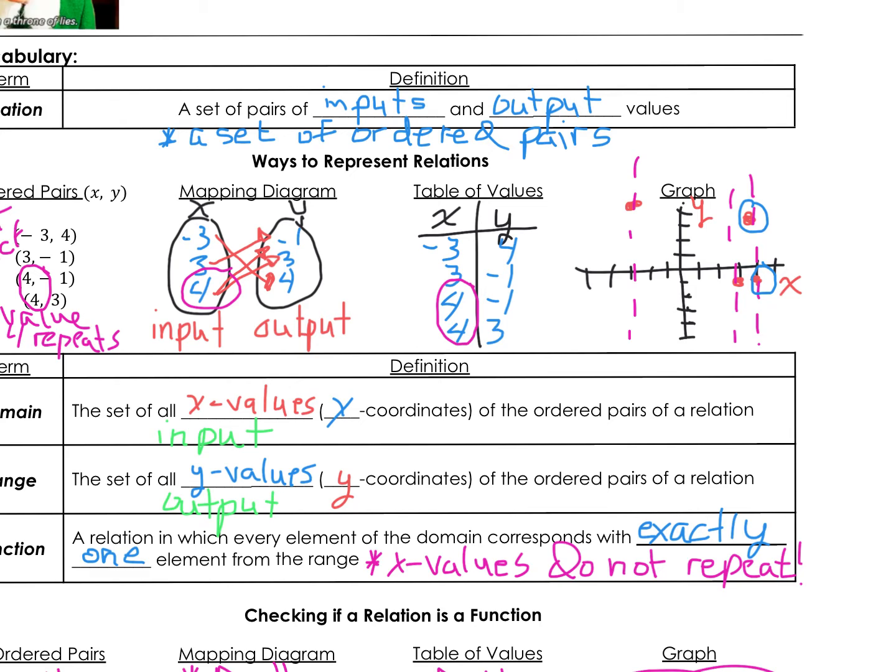So this is not a function, and you don't have to test whether it's a function on all 4 representations of a relation. You just need to have one representation, and it needs to fail. If it fails one test, x values repeat, then it's going to fail the other test. It doesn't pass the vertical line test. All right, so let's look at some more examples.